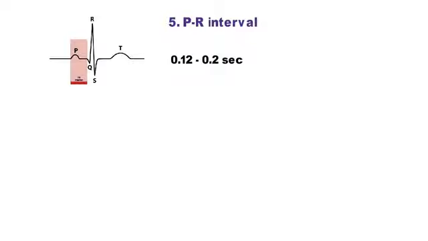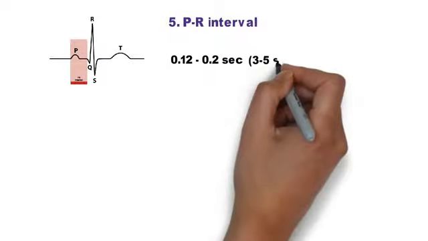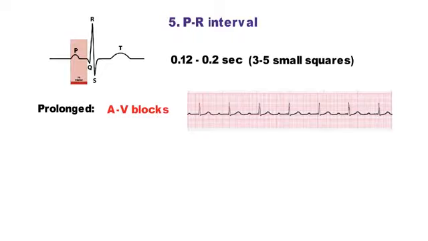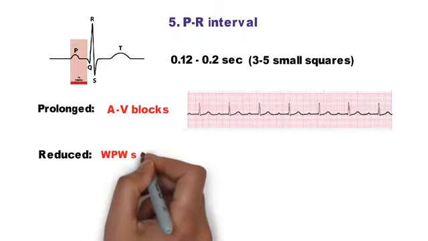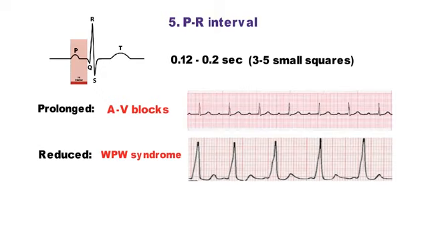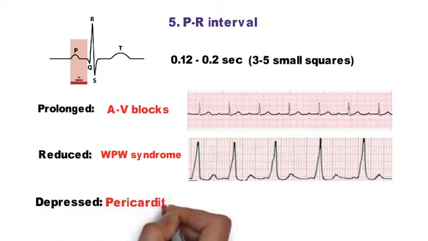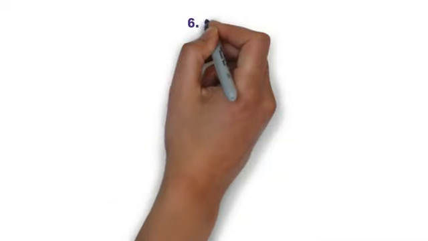Step 5 is PR interval. It is from the start of P wave to the start of Q wave. That is why some call it PQ interval. Normally, it is 0.12 to 0.2 seconds, that is 3 to 5 small squares, and it is prolonged in AV blocks. Reduced in WPW syndrome, in which there is an accessory pathway which conducts impulses faster than normal, producing shorter PR interval. And PR interval is depressed in pericarditis cases.